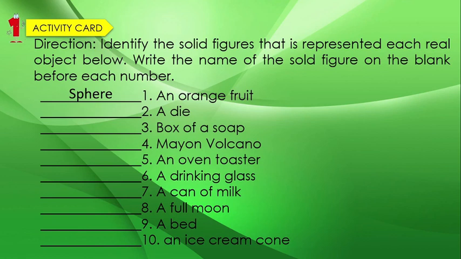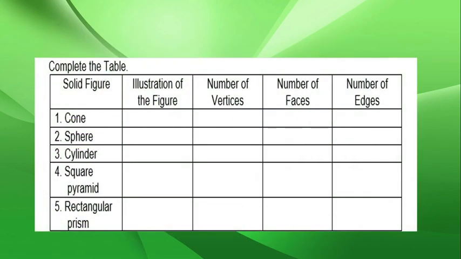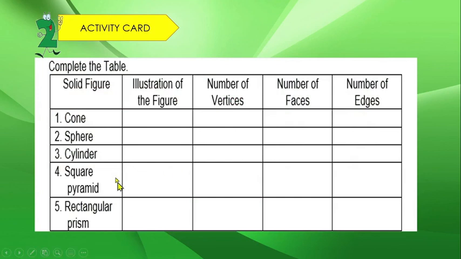Another activity card is this one. Complete the table. Solid figures such as cone, sphere, cylinder, square pyramid, and rectangular prism. You are going to draw an illustration of the figure. So you are going to draw here. And how many vertices this solid figure has, number of faces, and number of edges. So for example, cone, number 1. If you want to go back to the video lesson from the start in order to answer this one, you can do so.